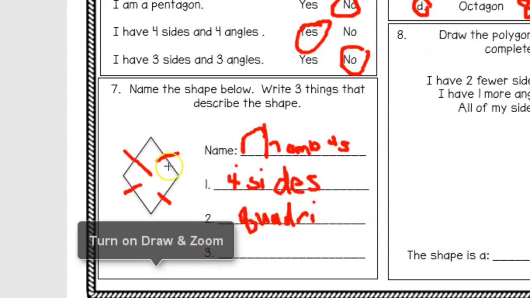Quadrilateral. Number 3, I'm going to say it has 4 angles. You could also say it has 4 vertices. So those are 3 things that describe it. You don't have to go any further than that. It just asks for 3. But if you want, you could say 4 sides, 4 angles, 4 vertices. It's a quadrilateral, those type of things. You could say it's a polygon even because it has 4 sides. It's more than 3. It's 3 or more. So remember that, and it doesn't have any curved shapes, and it's closed. So it could be a polygon also. So that's another thing that you could put.